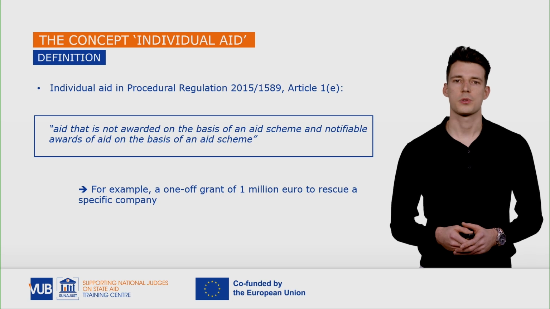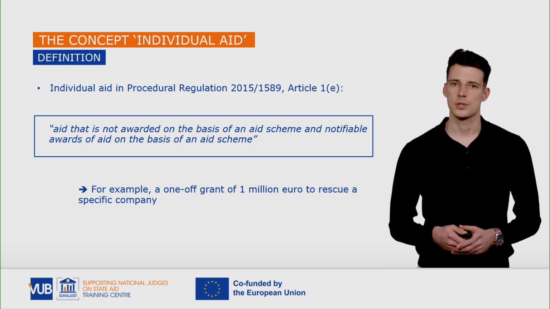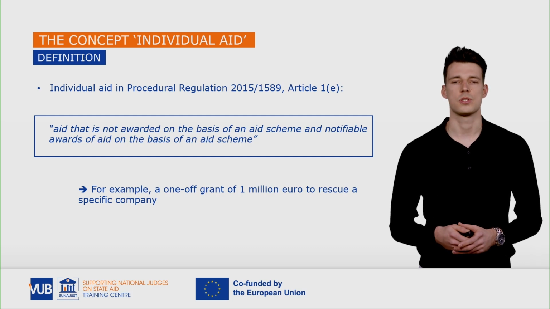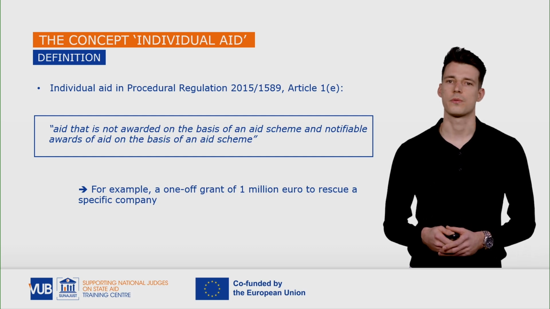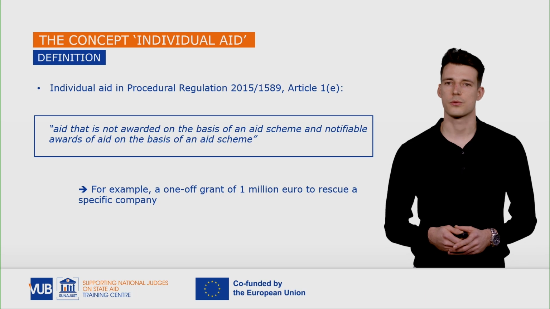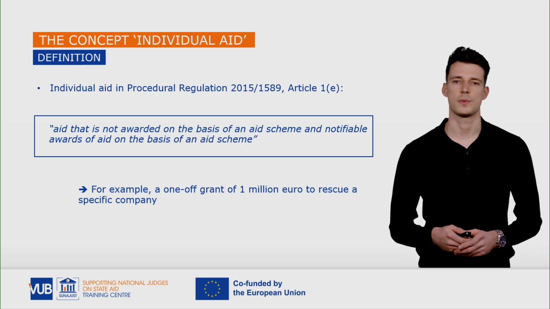Article 1E of Procedural Regulation 2015-1589 defines individual state aid as aid that is not awarded on the basis of an aid scheme and notifiable awards of aid on the basis of an aid scheme. In other words, determining whether a measure constitutes individual state aid requires a negative analysis. If the aid is not an aid scheme, it constitutes individual aid. A clear example of individual state aid is a one-off grant of €1 million to rescue a specific company.